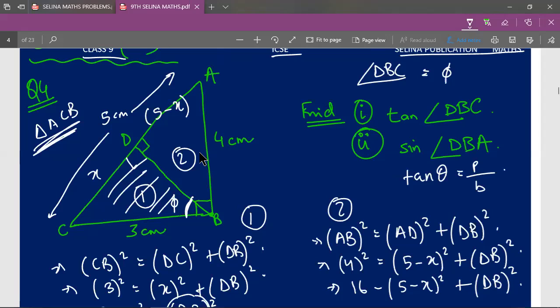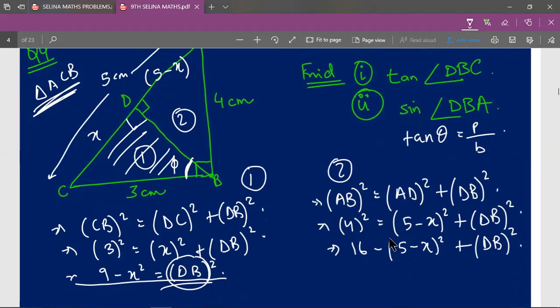So we have assumed the perpendicular DA in triangle DAB as 5 minus x, because we needed a value that, if added to x, will give us 5 centimeters. That is 5 minus x. So with the help of the Pythagoras theorem, we'll find our base. AB whole square, our hypotenuse whole square, is equal to AD whole square, that is our perpendicular whole square, plus DB whole square, that is our base whole square.